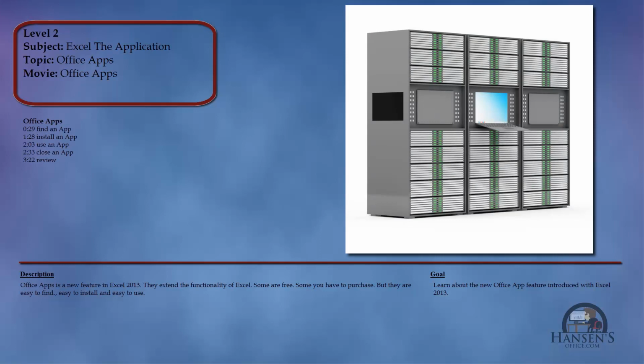So this movie is about a new feature in Excel 2013 called Office Apps. You can download and install apps on your smartphones. Well, now you can do it in Excel or the Office products. So we're going to talk about finding the Office apps, and then we're going to look at installing an Office app or how to do that. We're going to use an Office app and close the apps once we're done using them.